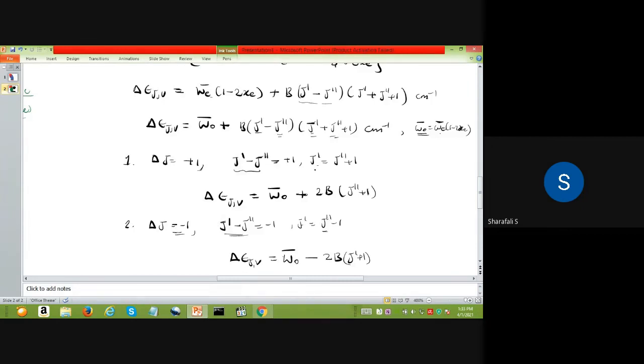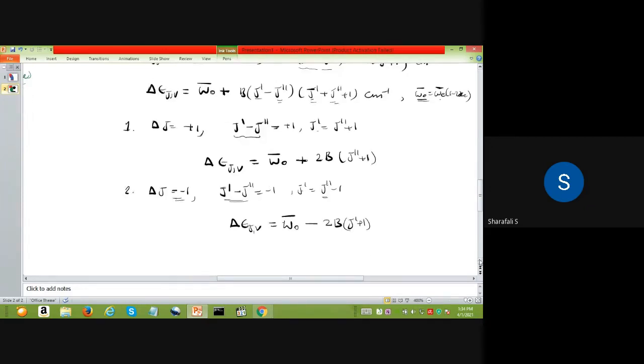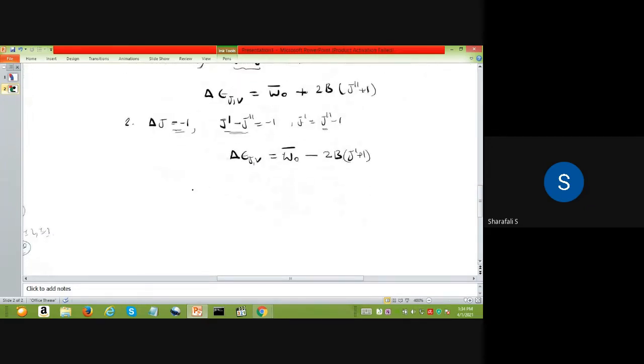Similarly, in the previous case also, if you substitute j prime equal to 1 plus j double prime, then you will get 2 times 1 plus j double prime. So 2b into j double prime plus 1. So these are the two scenarios which we can have.